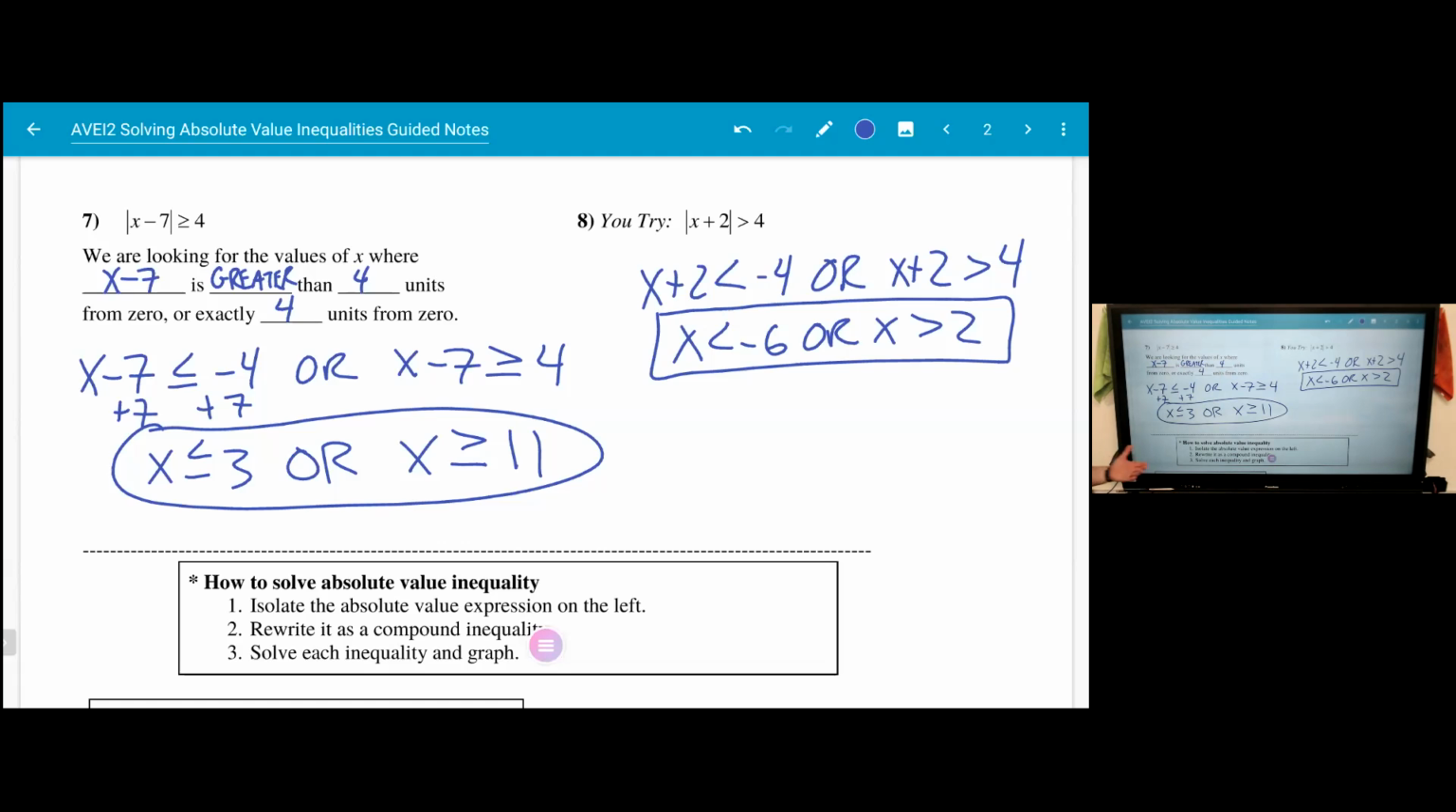All right, so what did we do? Well, we did the same thing. We set up, we've got our stuff in the middle, x plus 2 and x plus 2. We've got our -4. We had to flip that inequality. So x plus 2 is less than -4, or x plus 2 is greater than 4. Those are essentially the two inequalities that we're working with here for a greater than. And then we just solve. X is less than -6, or x is greater than 2. And that's all you got.